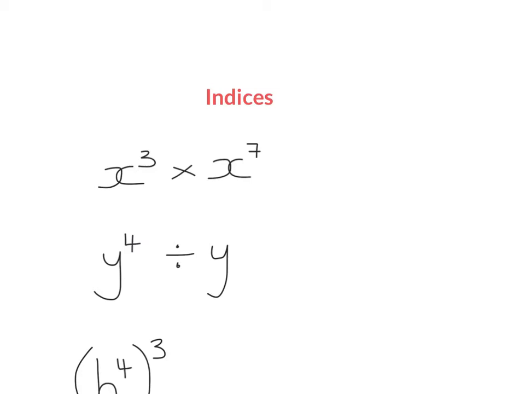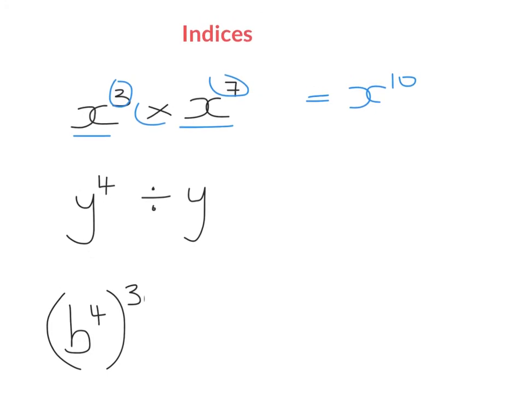So first of all, x cubed times x to the power 7. Whenever it's multiplying, we just add these little index numbers. So that becomes x to the power 10. Whenever we're dividing, we simply just take them away. So y to the power 4 divided by y, well, it's essentially just y to the power 1. That becomes y cubed.